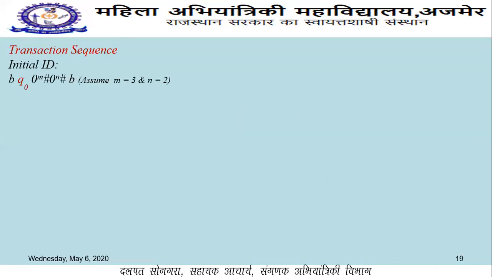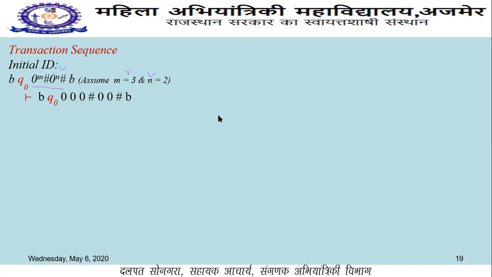Okay, so initially we assume a transition, initial ID, in which this is our initial input. Okay, which is surrounded by blank, and we start with q0. Okay, and we assume m equals to 3 and n equals to 2 in this case. Okay, so here according to this initial ID, we expand this after putting the value of m and n in this form.